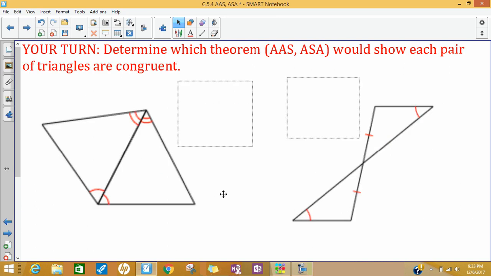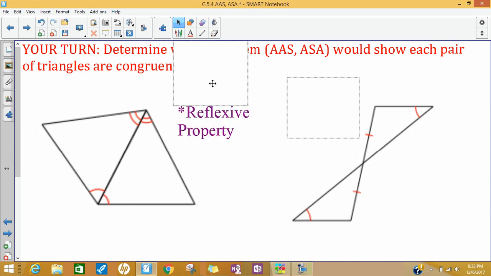So I want you to pause here. I want you to determine which one of these is angle-angle-side and which one is angle-side-angle. So in this first one on the left, we have the reflexive property showing up here again because I have a side in each triangle that we share. I have these two angles congruent. And I have those two angles congruent. And then I have this side that they share.